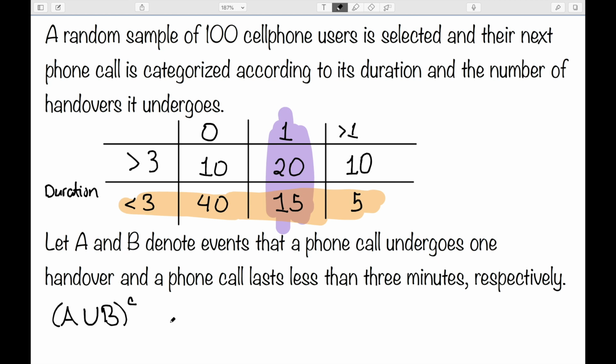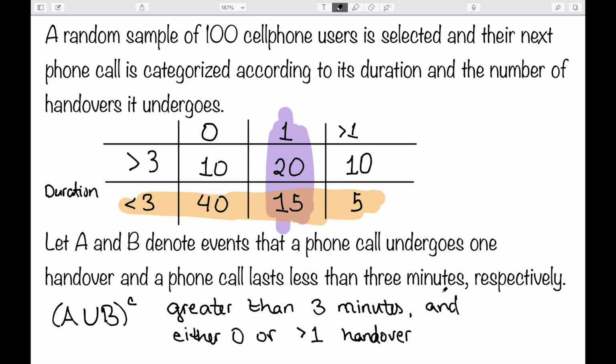Next, I want to think about A union B complement and what this means. Well, we know A union B is all this stuff highlighted, so A union B complement would be the stuff that's not highlighted. So this would mean that it needs to be greater than 3 minutes and either 0 or more than one handover.